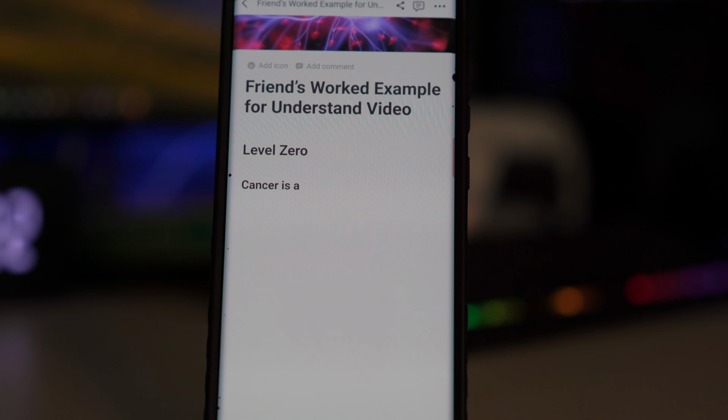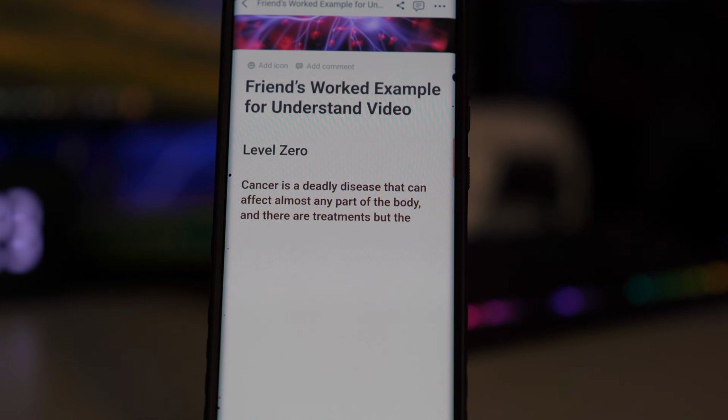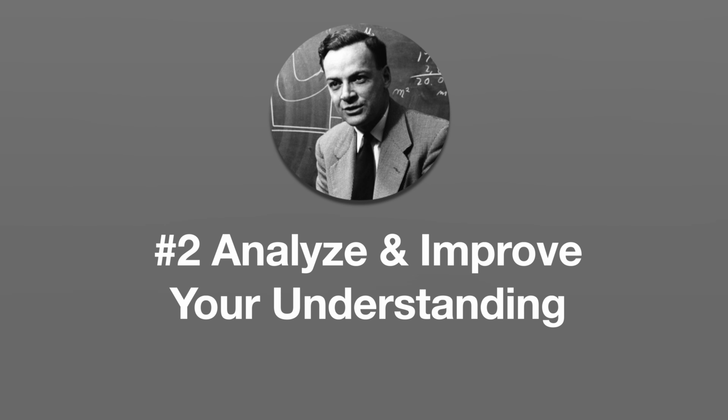So my friend's answer for this first part of the method was that cancer is a deadly disease that can affect almost any part of the body and that there are some treatments, but they don't always work. So this shows a limited understanding right now and leads on to the next part of the technique, which is to analyze and improve your understanding. And there's a specific way to do this. To build your first level of understanding, analyze your explanation by focusing on what you oversimplified.